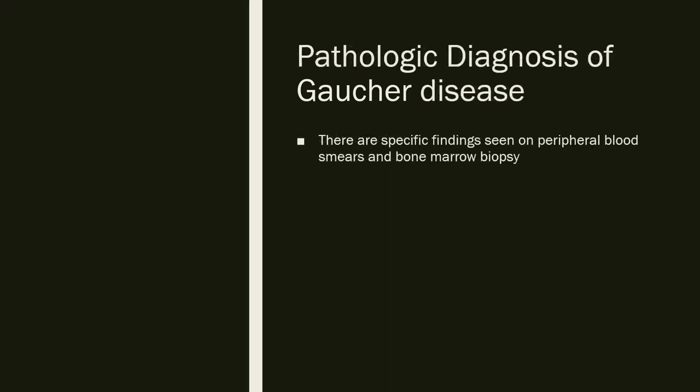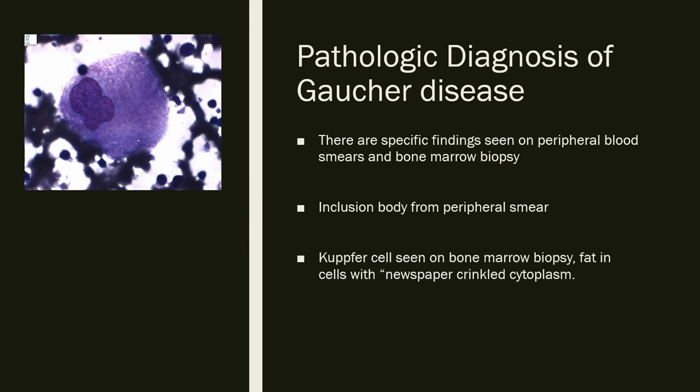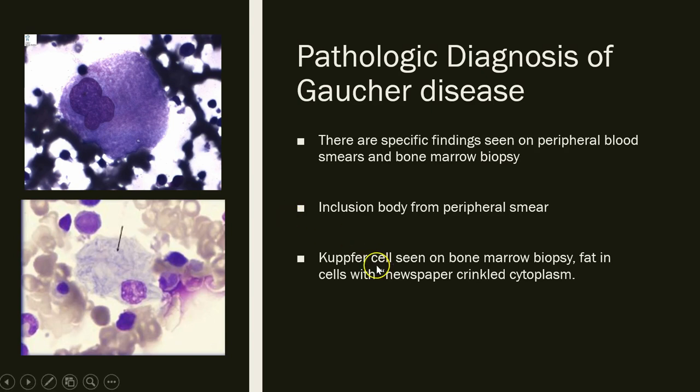Now, pathologically, when you're looking at the pathologist's findings, there are specific findings. In a peripheral smear, you see these things called inclusion bodies, and this is a sign on the peripheral smear consistent with Gaucher's disease. And on a bone marrow, the bone marrow cells show this kind of crinkled newspaper appearance in the cytoplasm. These are the cytoplasm filled with all the lysosomes, and this is called a Gaucher cell. These are very specific for the pathologic diagnosis of Gaucher's disease.